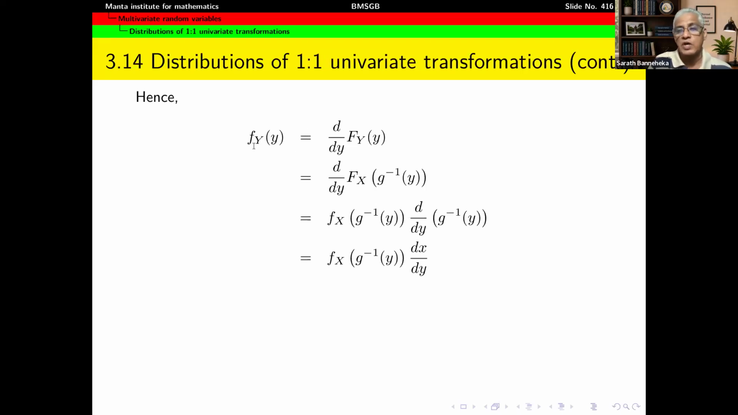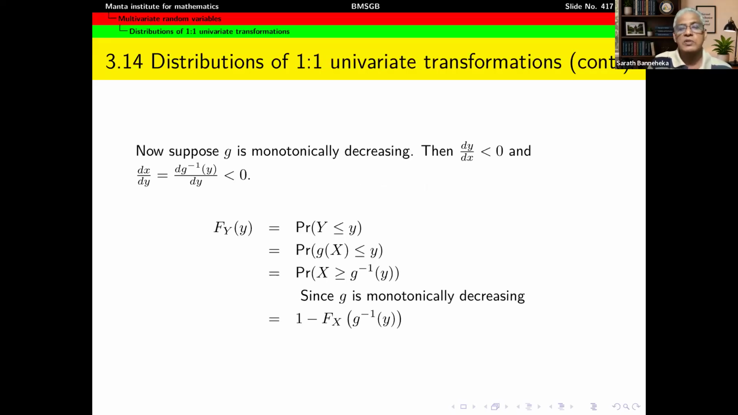That is the density function of y, if g(x) is monotonically increasing. Now consider the situation where g is monotonically decreasing. In that case, dy by dx is negative and therefore dx by dy is also negative. So now let us follow the same procedure. F_Y(y), that is the cumulative distribution function, is equal to the probability Y less than or equal to y. So that is the probability g(X) less than or equal to y. But now g(x) is monotonically decreasing, right?